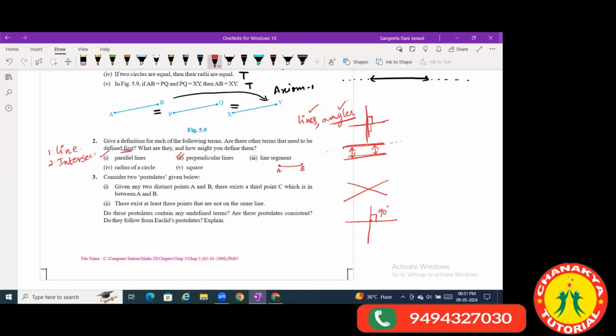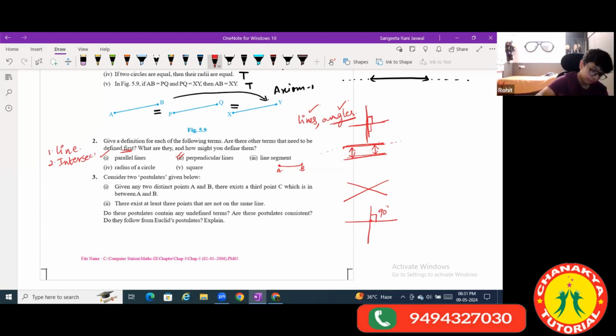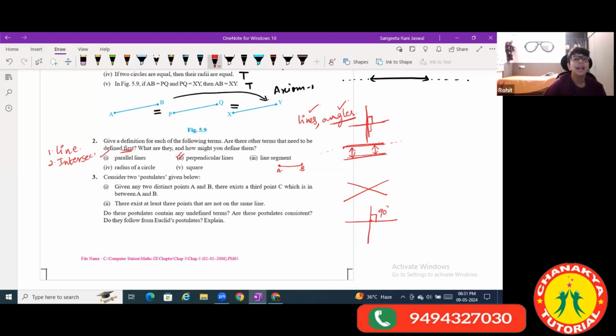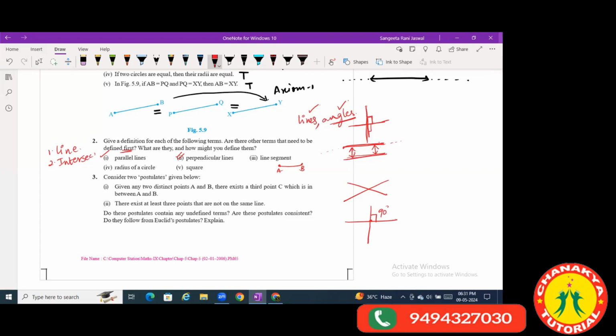A line segment is something which has its initial point and the final point. That means its distance is fixed. A line segment is a line whose distance is fixed. It has a starting point, it has an end point. And you can also say that a line segment is a part of a line. A line is a long, big line which can be extended on both sides. And a line segment is actually a part of a line whose distance is fixed.